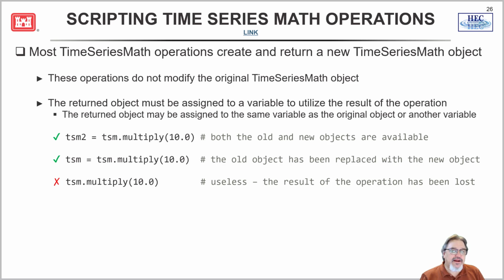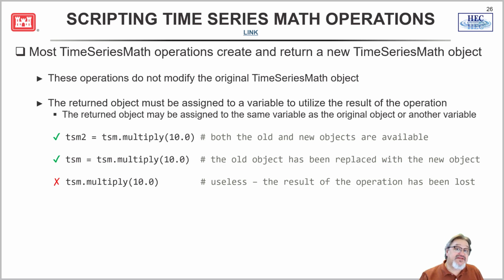However, you cannot do what's listed there third with the red X. If you simply say TSM.multiply 10.0, what happens is it does the multiplication and then throws the result away, and so it does not modify the original time series math. You must capture the return value into a variable. If you don't have that concept down, you can get tripped up.